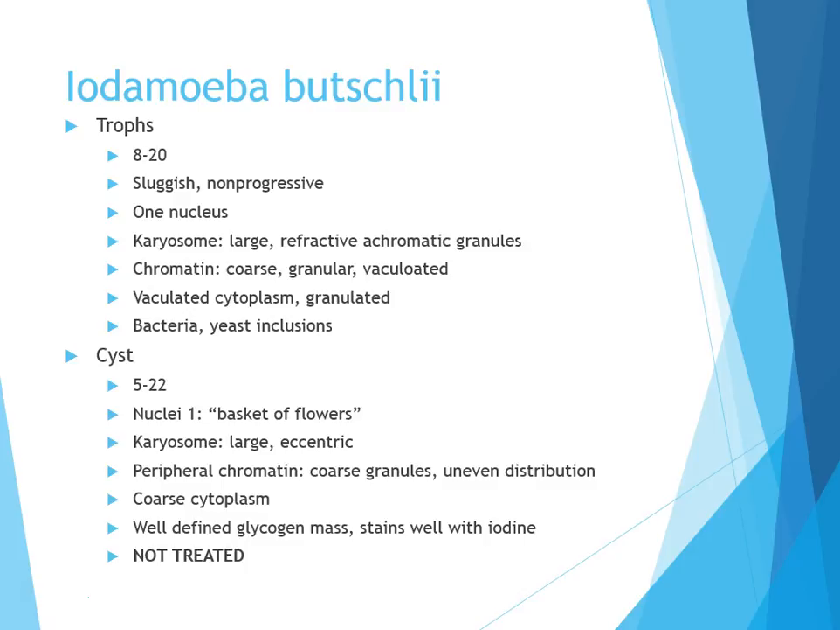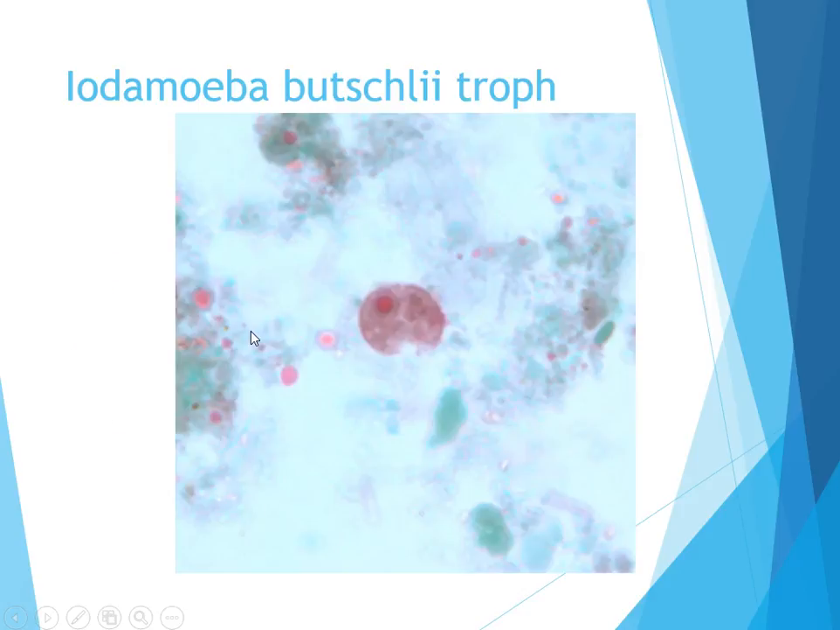Okay, Iodamoeba bütschlii, this is also in that same group, except it doesn't have Entamoeba as the first name. Iodamoeba is 8 to 20 micrometers. It has sluggish, non-progressive motility, one nucleus, large refractive achromatic granules, coarse granular vacuolated chromatin, vacuoles in the cytoplasm, and bacteria and yeast as inclusions.